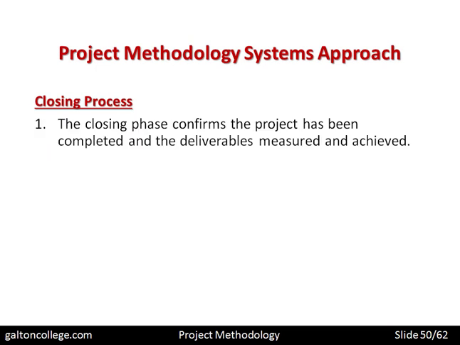Now the closing process. Well, the closing phase confirms the project has been completed and the deliverables measured and achieved. So the closing process is finishing off. It's closing down the project. It's reassigning the personnel. It's reassigning the equipment and the resources. It's closing it down because the project has now been completed and the outcomes have been determined.